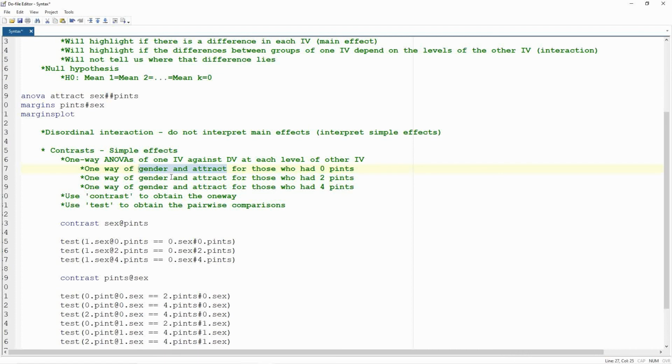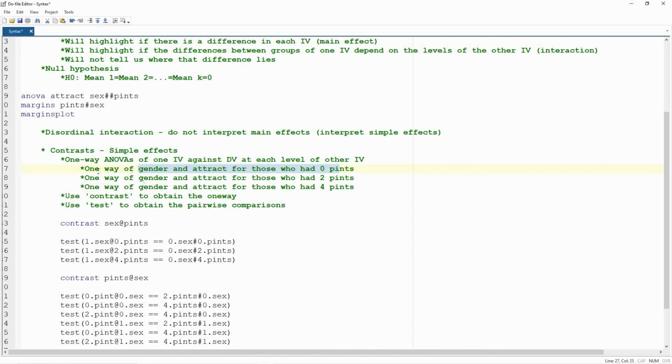We will look at doing it the other way by looking at the one-way of alcohol on attractiveness afterwards, and I'll talk about the complexities that come up. But we're going to look at gender first because it makes it nice and easy. So we're going to have a one-way Anova of gender and attractiveness for those who had 0 pints. We're just going to look at males and females who had 0 pints, and we're going to ask whether or not their mean attractiveness is different.